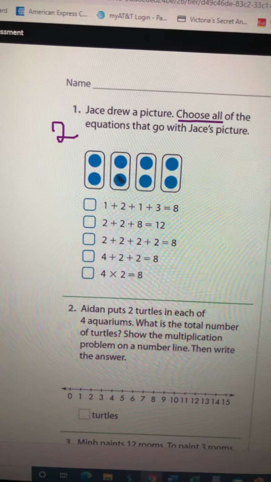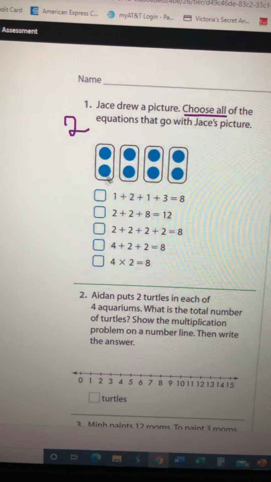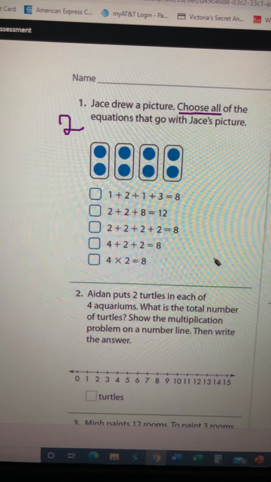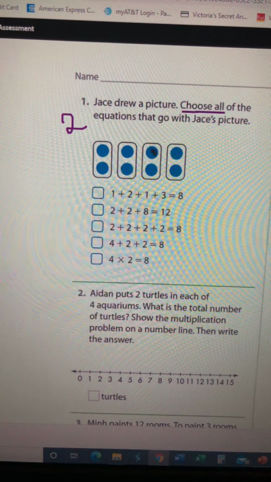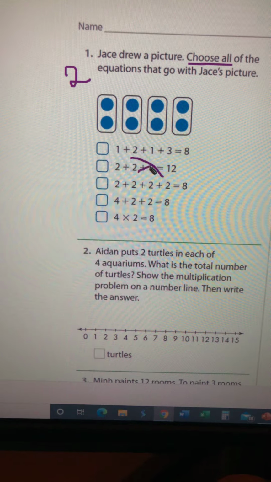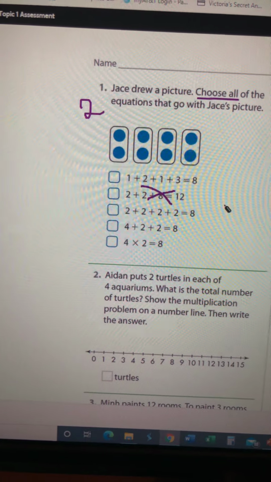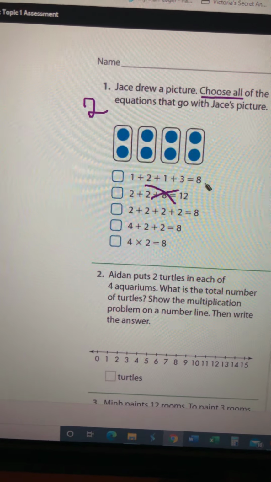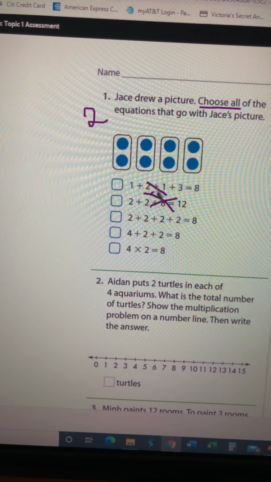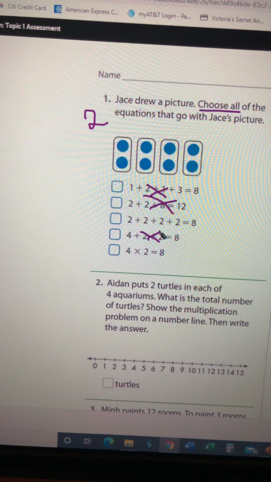Now, number one has little boxes with dots. Number one on your test is probably going to have the same thing, okay? So we have twos. This is one group of two, 2, 3, 4 twos. If we count them, it's 2, 4, 6, 8. The total's 8. So I can already eliminate this one. This one says it's 12. That's not right. Also, we are looking for repeated addition, or we're looking for multiplication. So 1 plus 2 plus 1 plus 3 is not repeated addition. That is not what we're looking for. And this one is 4 plus 2 plus 2. That's not it.